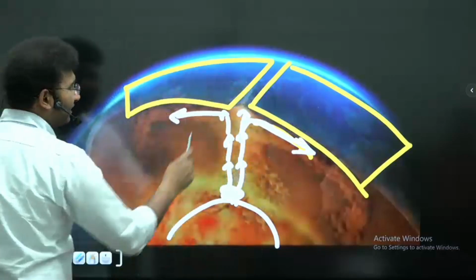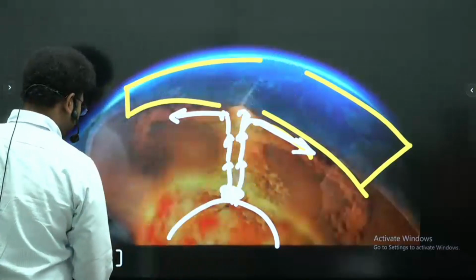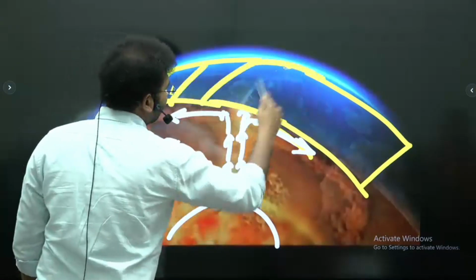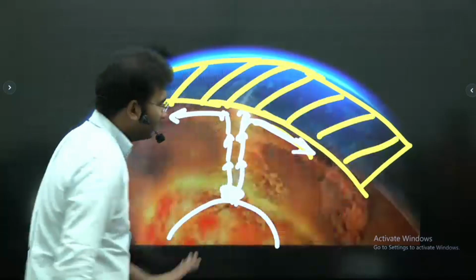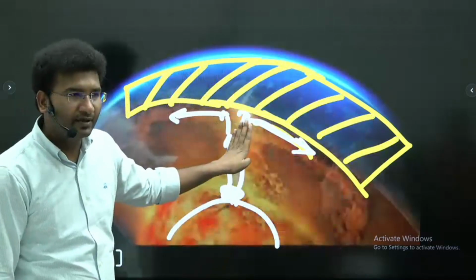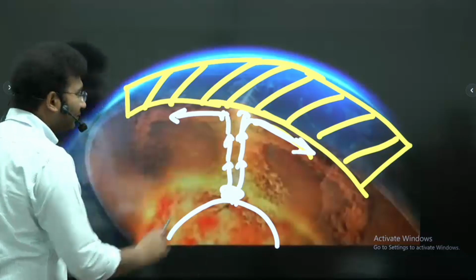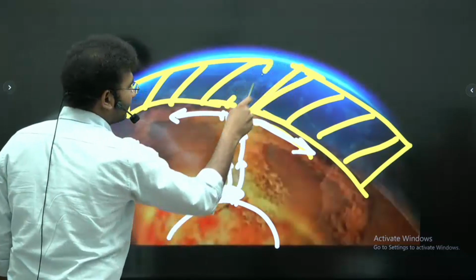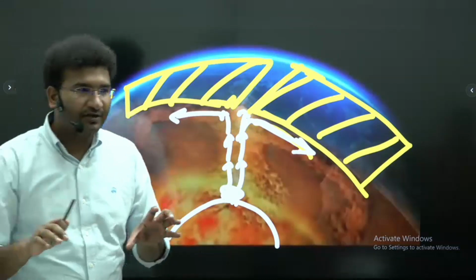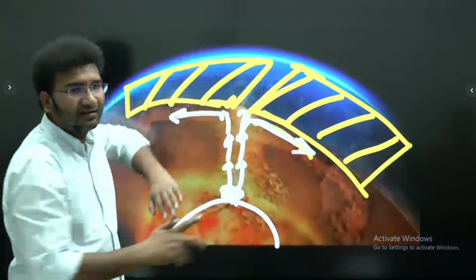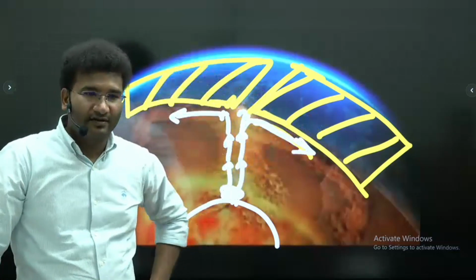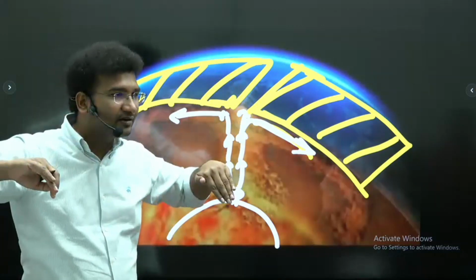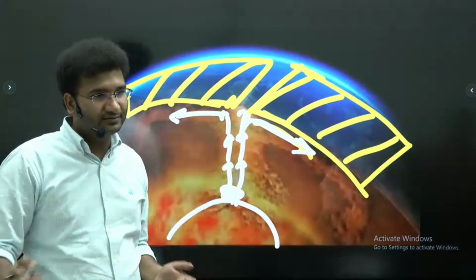Just imagine, maybe earlier your crust would have been like this. This is the crust. But because of the rising material or limb, it has the potential to tear apart your lithosphere, and then here you will see a rift valley. ठीक है? यहाँ crust कमजोर होता है, and then land gets separated, and you can see the volcano coming out.